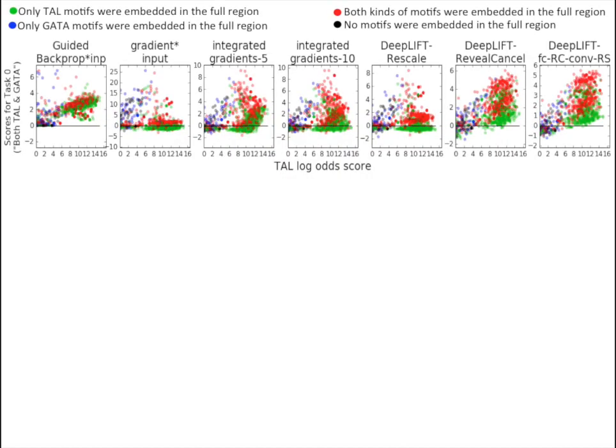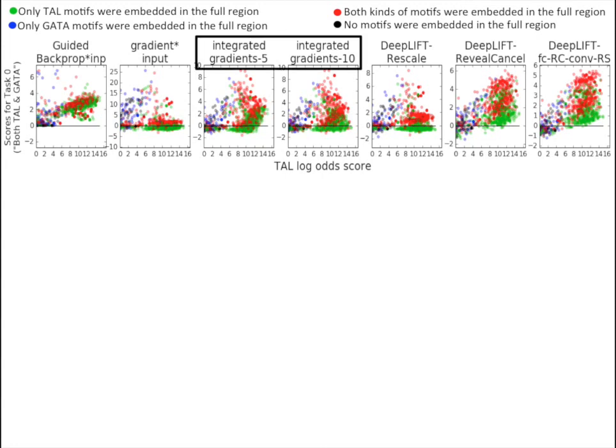Here are the results shown for task 0 and the tal motif. On the x-axis is the strength of the log odds score for the match to the tal motif, and on the y-axis is the total score assigned to the match. Red dots are from sequences that contain both a GATA and a tal motif, and green dots are from sequences that contain only a tal motif.